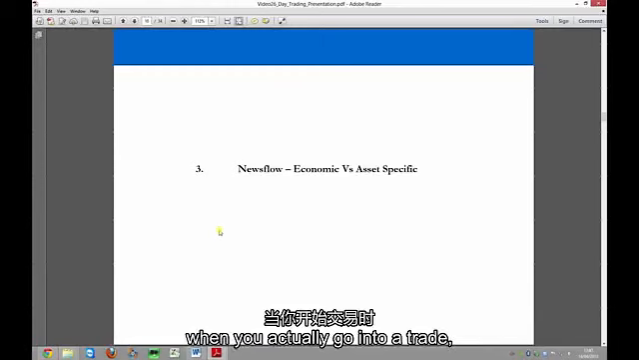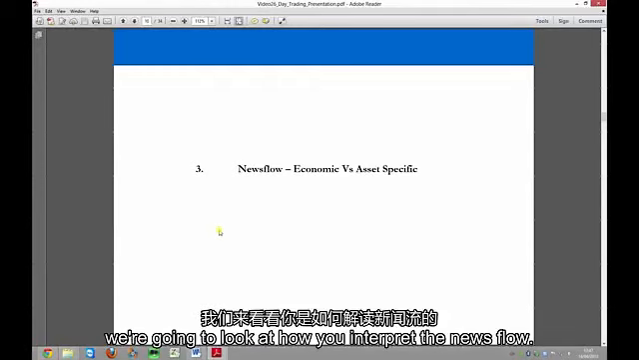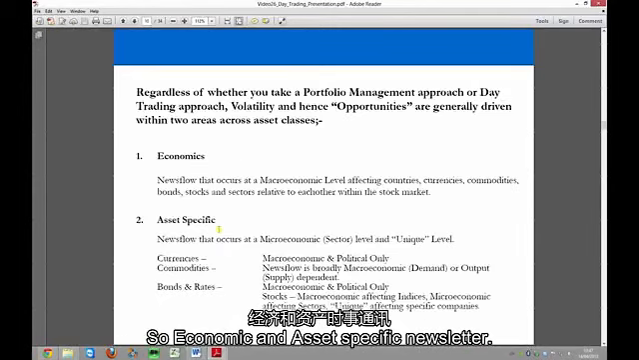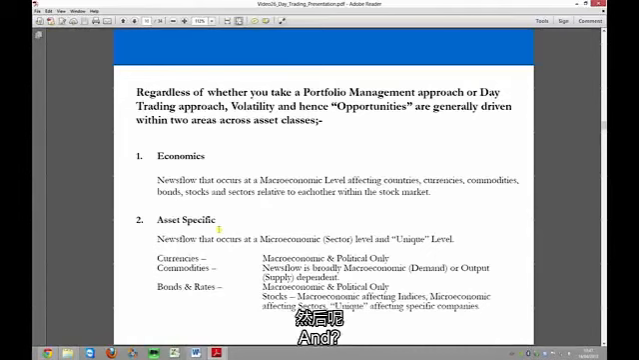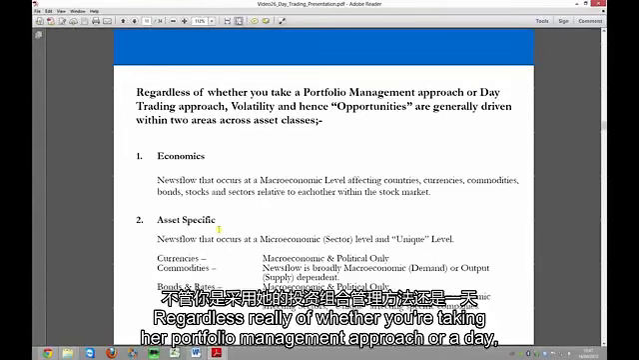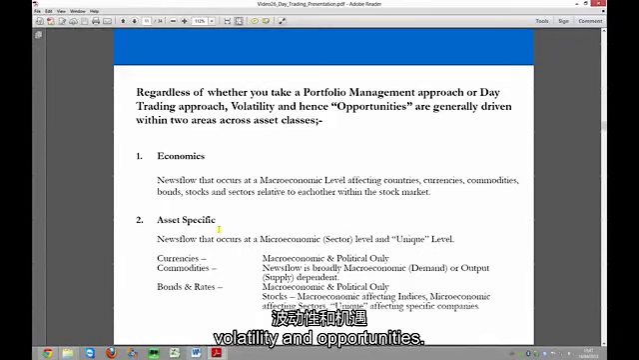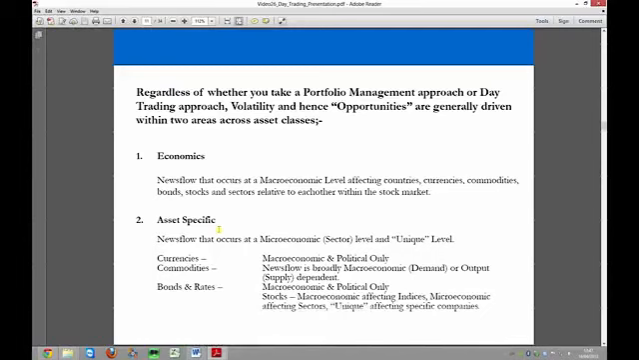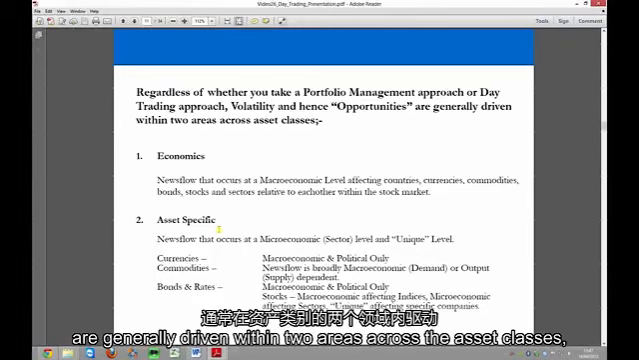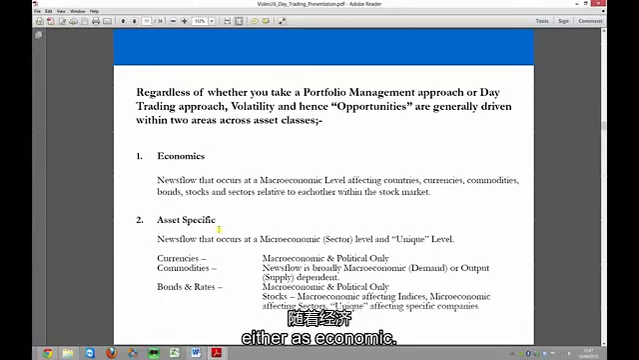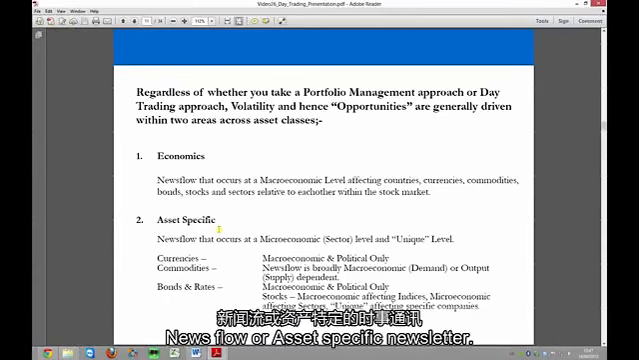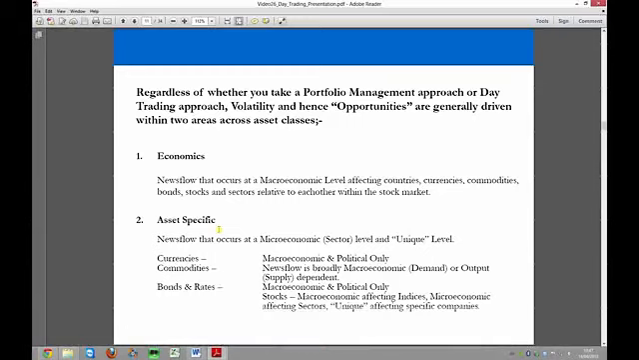Now, when you actually go and day trade, we're going to look at how you interpret news flow. So economic and asset specific news flow. Regardless really of whether you're taking a portfolio management approach or a day trading approach, volatility and opportunities are generally driven within two areas across the asset classes, either as economic news flow or asset specific news flow.